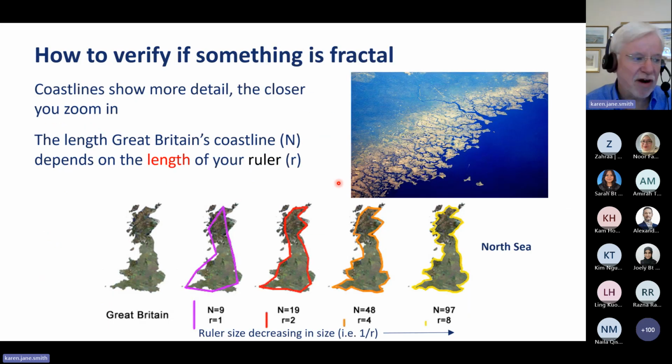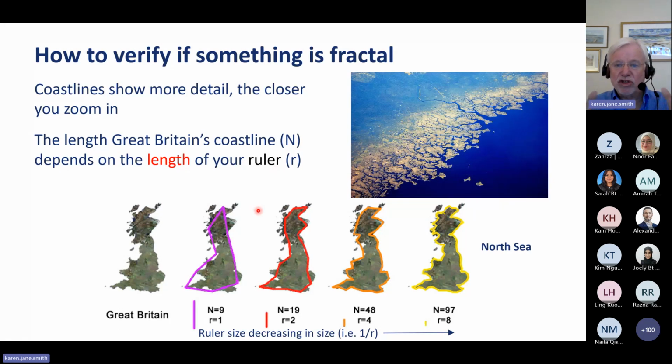But how do we verify if something is fractal? The coastline of Great Britain has been claimed to be fractal, meaning that however close you look at it, you see the same repeating pattern. So how can we prove that? Well, let's have a look at the length of the coastline, N.